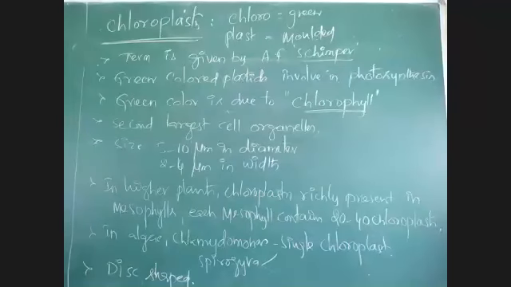Sir, are both width and diameter the same? What is the length of chloroplast? No, width and diameter are different. I will draw the diagram, then you can understand. Chlamydomonas is an algae that has a single chloroplast.